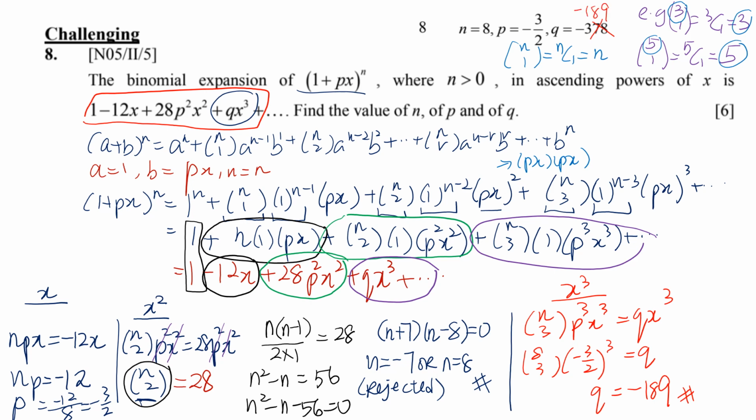Okay, so I don't think this question is that challenging, right? The only thing is that it's challenging in the sense that you need to know how to evaluate this one, which is equals to n. Also, you need to know how to evaluate this, which is just n bracket n minus 1 over 2 times 1. And then the rest is just relying on the algebraic skills. Alright.